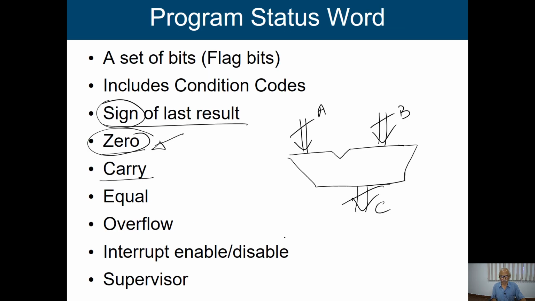Now similarly, an equal flag may be there. If both the inputs are equal, then it is going to set this particular equal flag. Then we are having overflow. I think I have discussed the overflow when we discussed the addition operation, because what will happen if we add two numbers, it may happen that it goes beyond the range. In this particular case, we said that overflow occurs. Now like that, we are having interrupt enable/disable and supervisor mode.